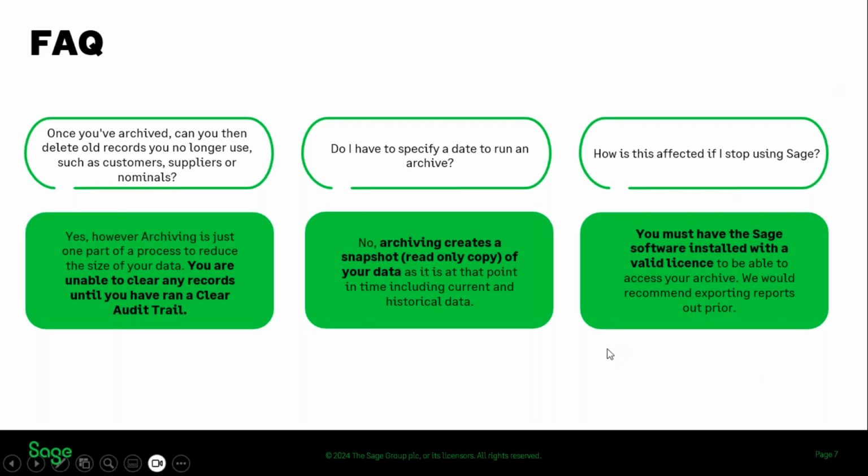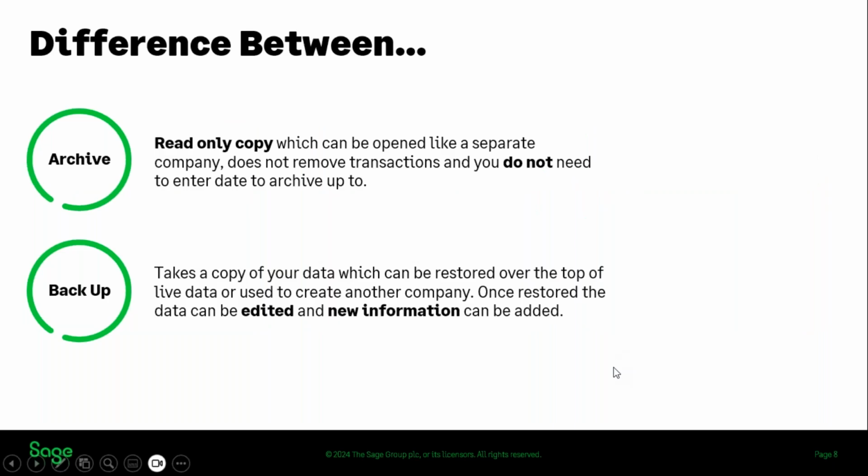Okay, so for the next few slides, we're just going to go through the difference between a few of the different functions and what normally gets confused with an archive. So we get lots of people saying, well, isn't a backup good enough? Okay, so the difference between them is the archive's a read-only copy. You don't need to open it over the top of your live data. It opens alongside your data. So effectively, your live data remains untouched.